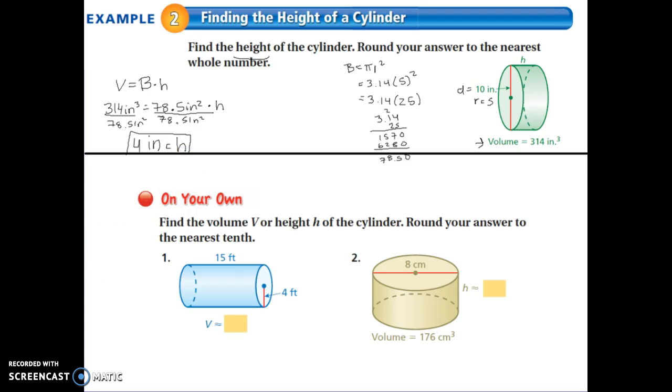Go ahead and take a moment to please pause the video and try numbers 1 and 2 on your own, by yourself or with your group.